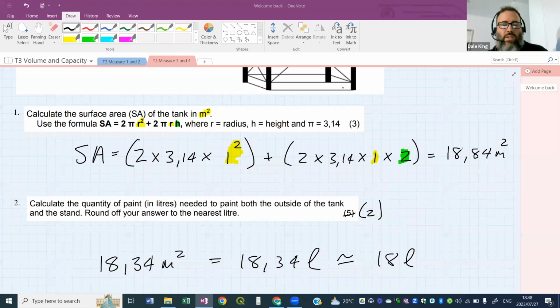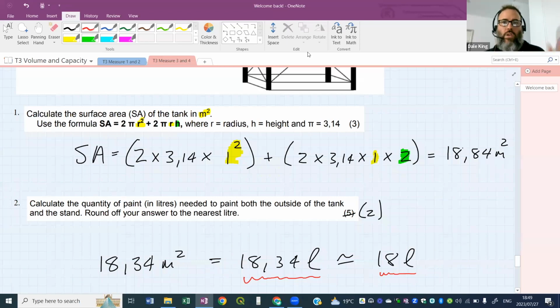So I was saying, when you have a job to do and you need to finish the job, and you work out that you need 18,34 liters of paint, and the question says, work out how much paint you need, round off to the nearest liter, and you round off to 18, is that going to finish the job? No, it won't. You're going to leave off some area. You need 18.34, you only got 18. The question says round off to the nearest liter. You're doing what the question asked.